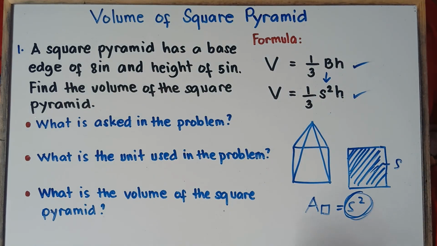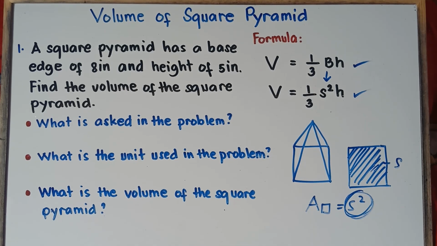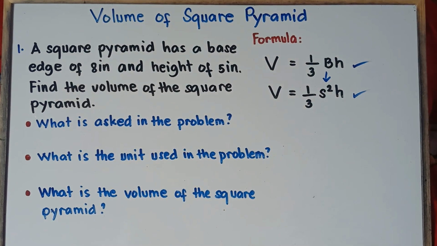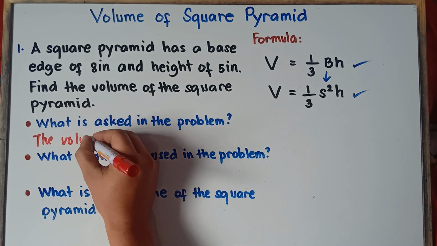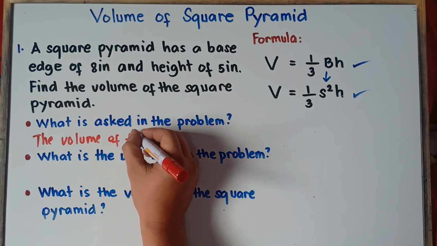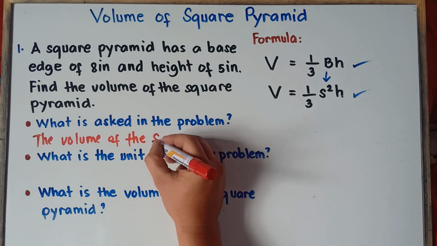Now, let's have an example, class, for you to really understand the formula and how to use it. Let's start with example number 1. A square pyramid has a base edge of 8 inches and a height of 5 inches. Find the volume of the square pyramid. The first question: what is asked in the problem? We are told to find the volume of the square pyramid.